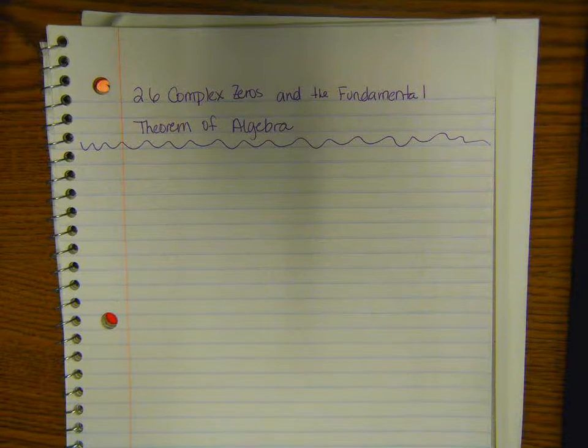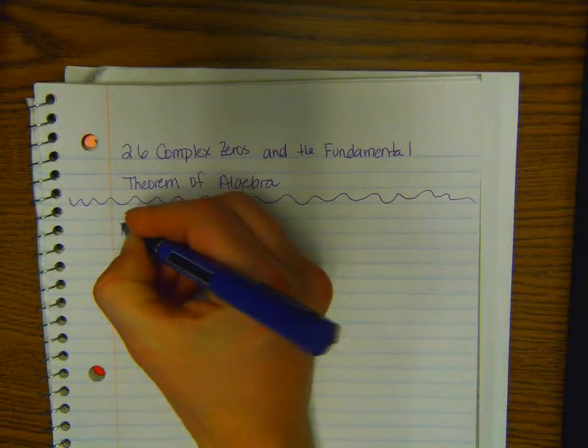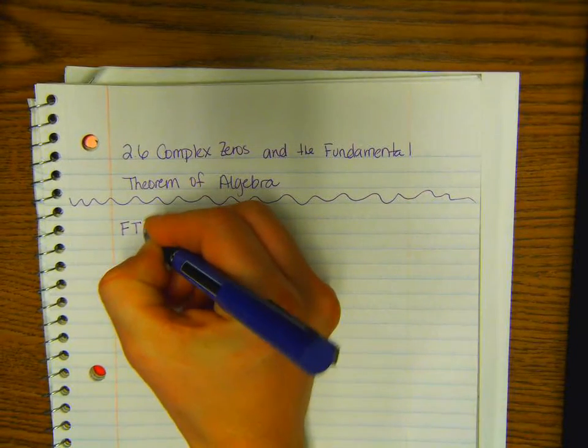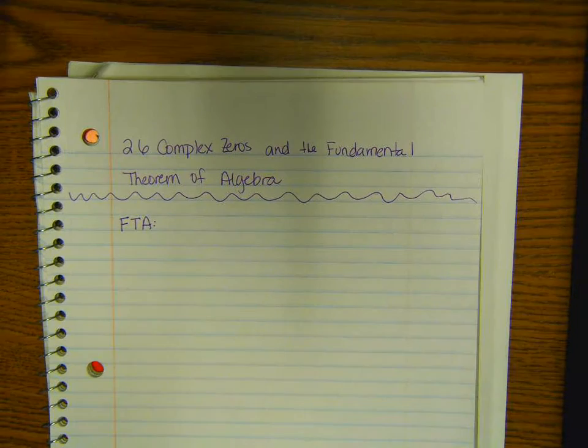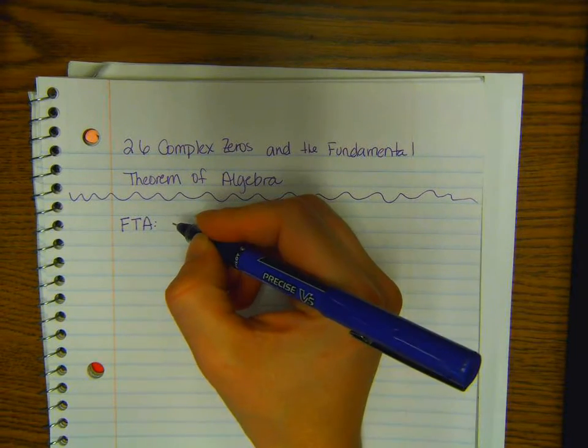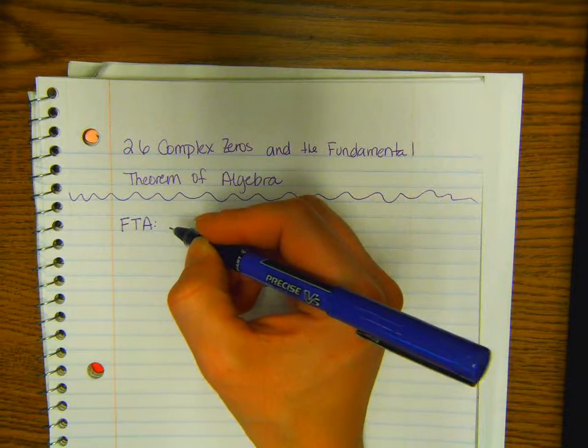So I'm going to start with the fundamental theorem of algebra. I'm going to abbreviate it so we don't have to write it out again as FTA. I'm going to just jot down a couple things at first, just to either refresh your memory or remind you of before we solve things today. The first one is this. The fundamental theorem of algebra tells us how many zeros a polynomial has.